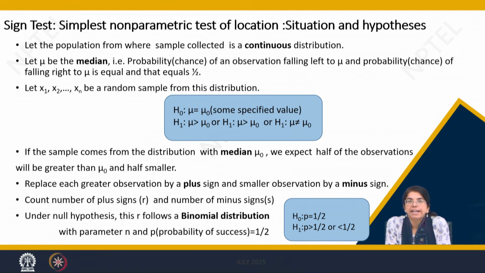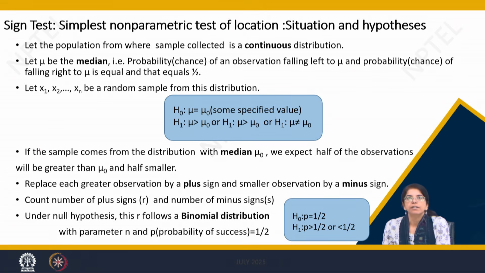Okay, let us begin the sign test, because the sign test is closely connected with quantile as well as median, as well as quartile. We have to have a clear-cut idea regarding quartile. So, the sign test is the simplest non-parametric test of location. Now, in which situation will we use the sign test? What will be the hypothesis? That is our context right now.